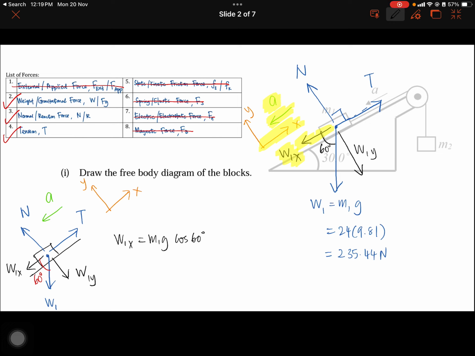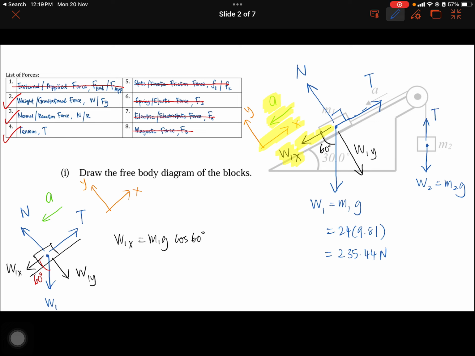So this is our first free body diagram, and we're going to be using this to solve the questions, to calculate the acceleration. And now we're going to proceed to the second mass, which is the hanging mass. Again, we repeat the process by drawing the weight first. W2 is equal to M2G, and the mass of the second object is going to be 8 kilogram. And then we also have tension.